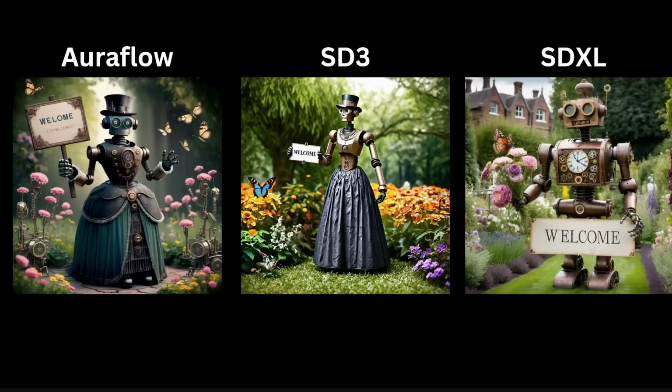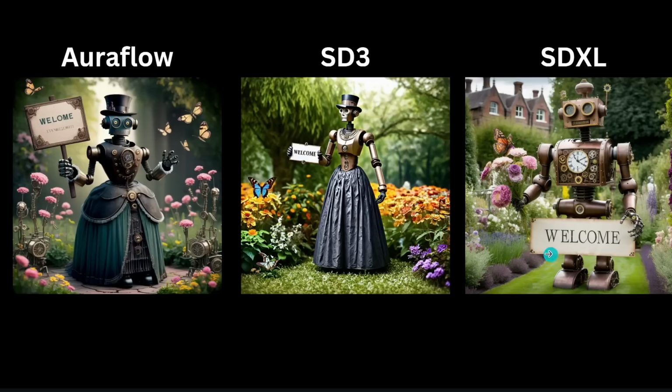So here's a side-by-side comparison of all three models. In terms of prompt following, we can see that AuraFlow does follow the prompt the most. This is a robot with a Victorian era dress. The flowers are mechanical. The only missing piece is that the butterflies aren't clockwork butterflies.